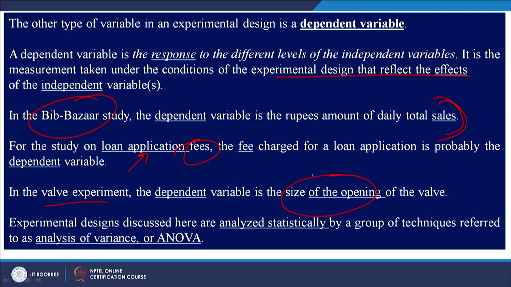The experimental designs discussed here can be analyzed statistically by a group of techniques, referred to as analysis of variance. So, what is analysis of variance? ANOVA, in other words, is how we analyze the outputs of different experiments. We use certain statistical techniques, and those techniques are called ANOVA, analysis of variance.